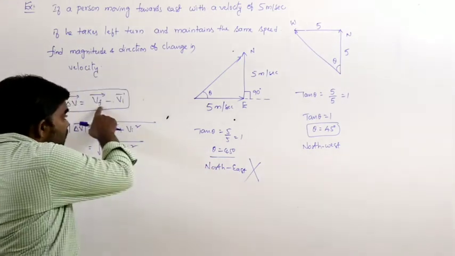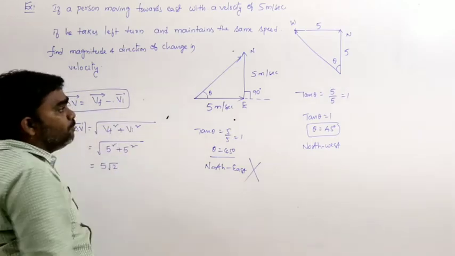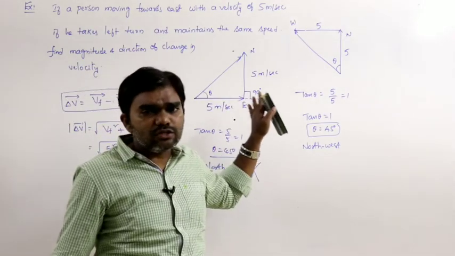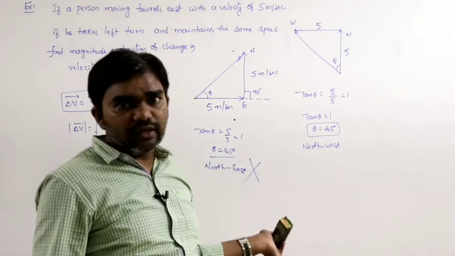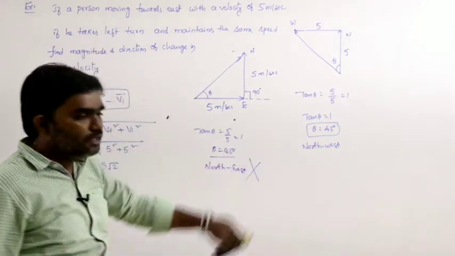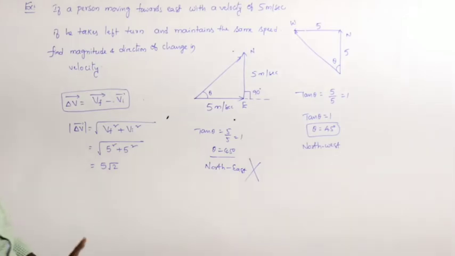By using this relation Vf bar minus Vi bar, we can redraw the initial directions, and only then can we get the answer, that is northwest. So very, very important thing.